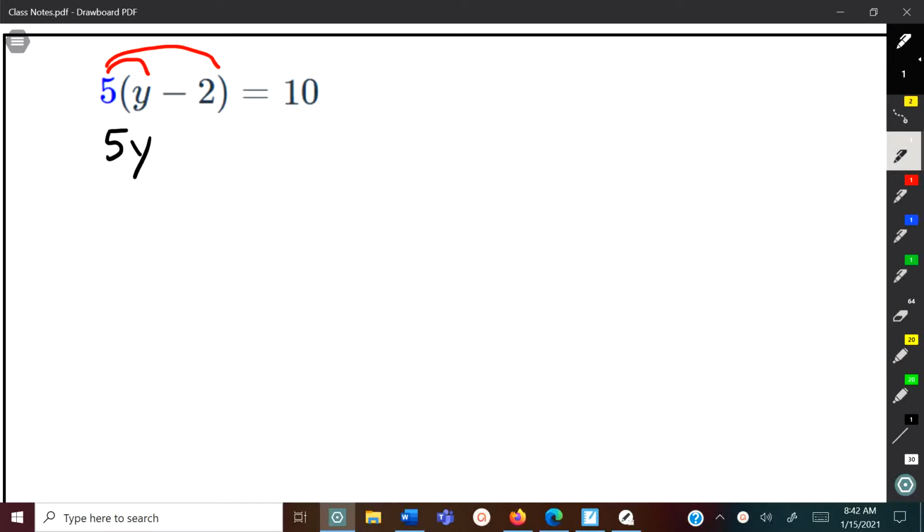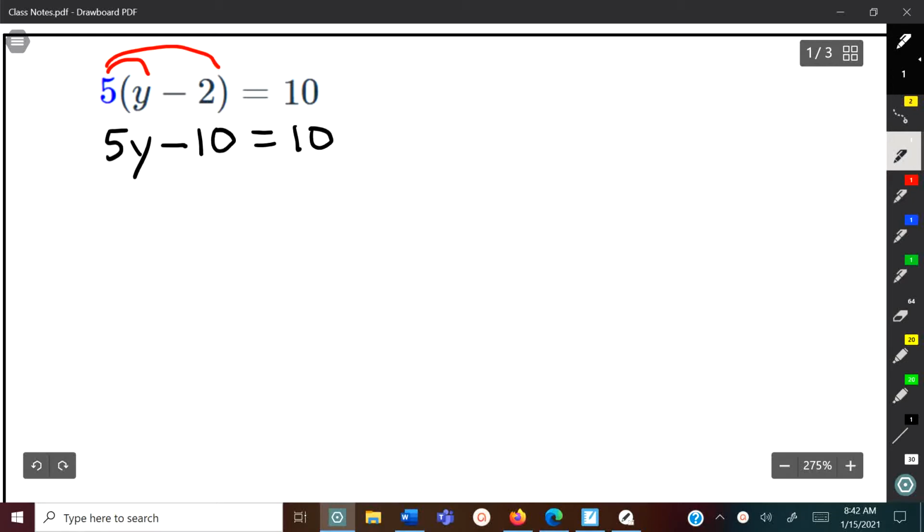Then do positive 5 times negative 2. Positive times a negative is a negative. 5 times 2 is 10. Once we do that distribution, then all you have to do is work the regular two-step equation. We're going to isolate the variable by subtracting 10 on both sides, or adding 10. Always do the opposite.